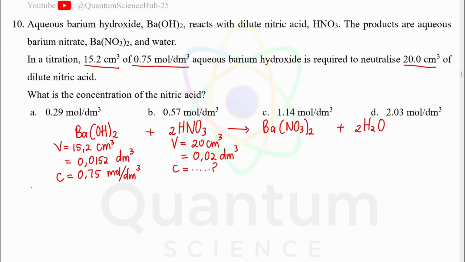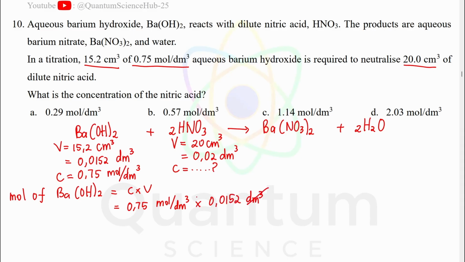Now, let's start with the mole of Ba(OH)2. So it equals C times V, concentration times volume, right? So the concentration here is 0.75 mole per dm cube, and then times 0.0152 dm cube. So we can cross out the dm cube here and we will get 0.0114 mole.